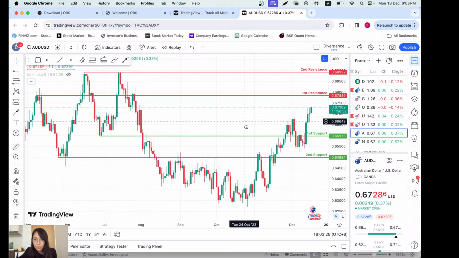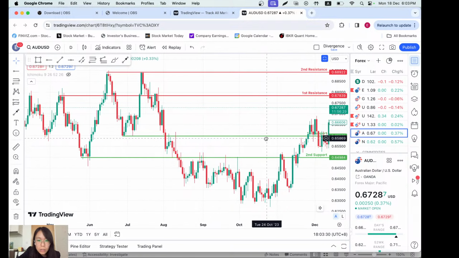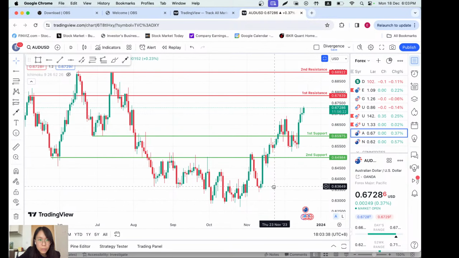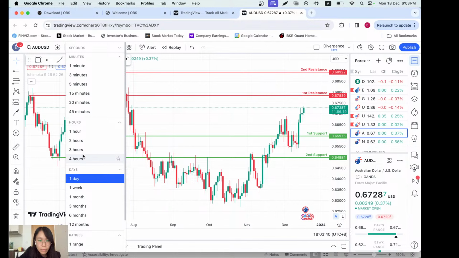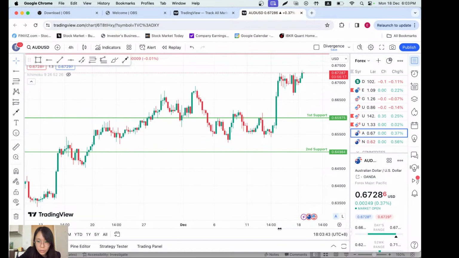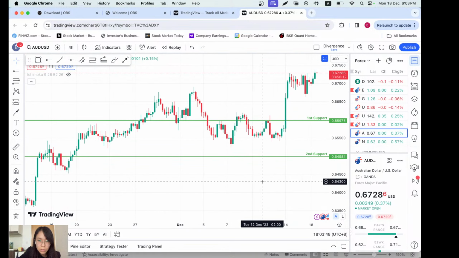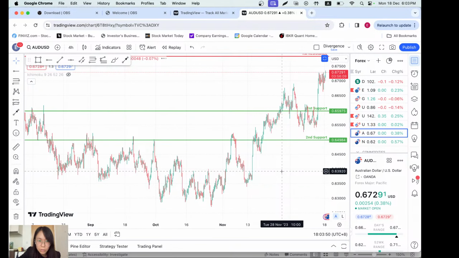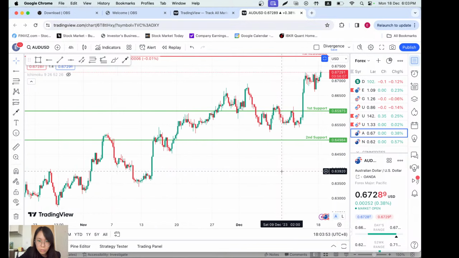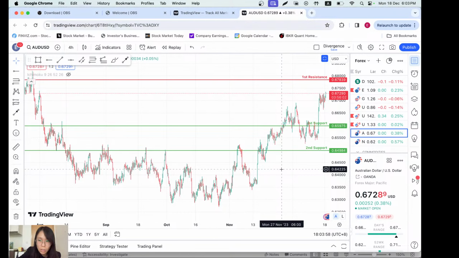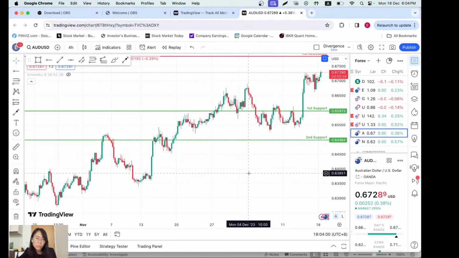This isn't a very nice trend line to draw the Fibonacci retracement. Let's see if we can draw on the H4. I don't have any significant swing high and swing low, so I'm not able to draw the retracement.